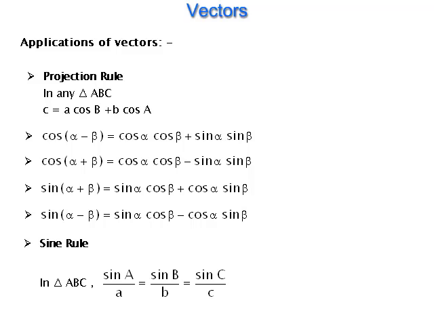23. With usual notation in triangle ABC, sin A upon a equals sin B upon b equals sin C upon c. This is called the sine rule.